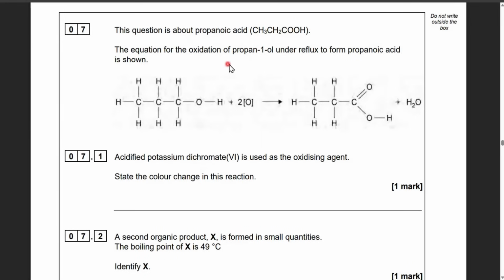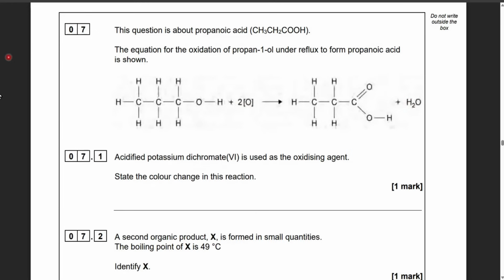This question is about propanoic acid, CH3CH2COOH. The equation for the oxidation of propan-1-ol under reflux to form propanoic acid is shown. You can see we've got propan-1-ol, an oxidising substance shown by the O in the brackets, and it forms propanoic acid. Notice that you always get a water molecule formed during this oxidation.